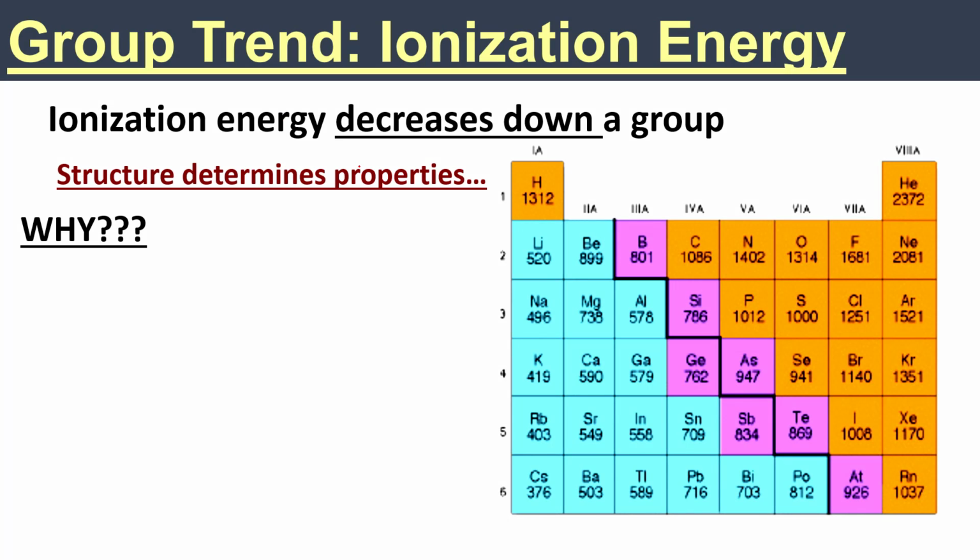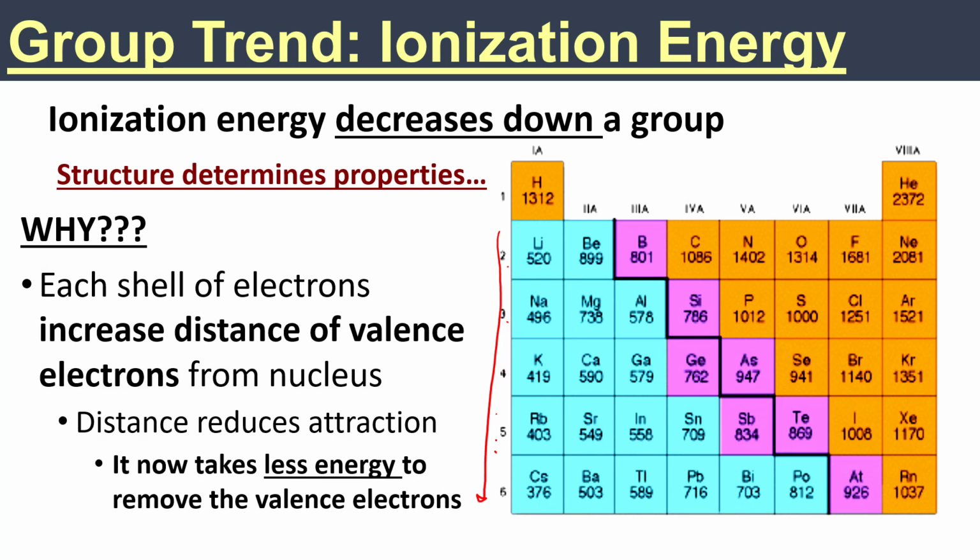As you guys remember, every time you make your way down a group, when you're jumping from period to period like this, you have the addition of a principal energy level. And if you remember back when we were talking about the atomic radius, the addition of a principal energy level increases the size of the atom. And if you increase the size of the atom and you push those valence electrons further away from the nucleus, you technically will be decreasing the attraction. So it will actually take less energy to remove the valence electrons. So distance will decrease attraction. That is an important concept.